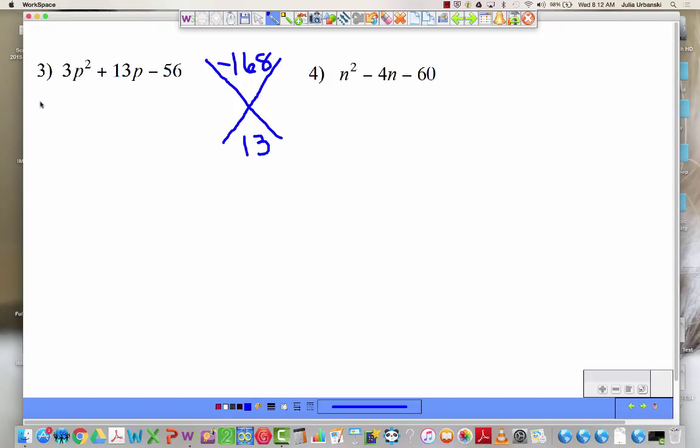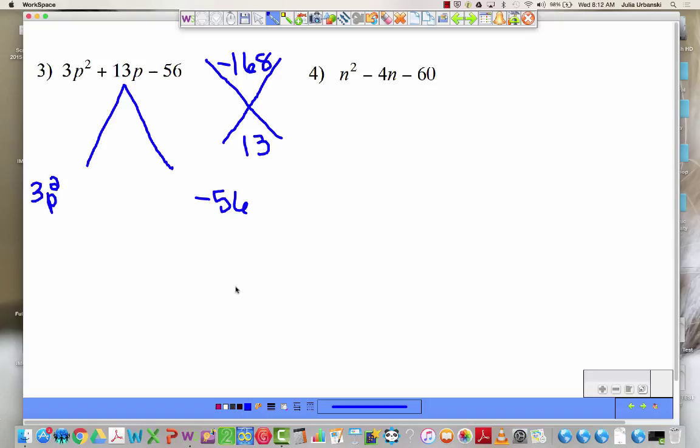We're going to keep the 3p squared. We're going to split up the 13p, and we're going to keep the negative 56. Think through all the numbers, and I know that it's a big number, negative 168. When that happens, I just go through a list starting with 2's, and I try all the possibilities.